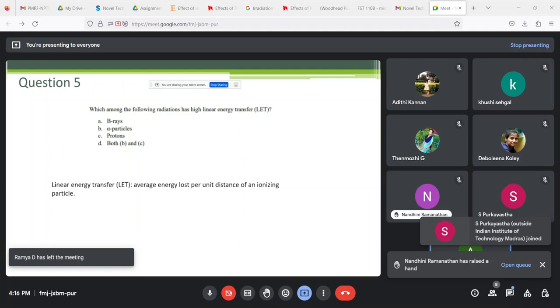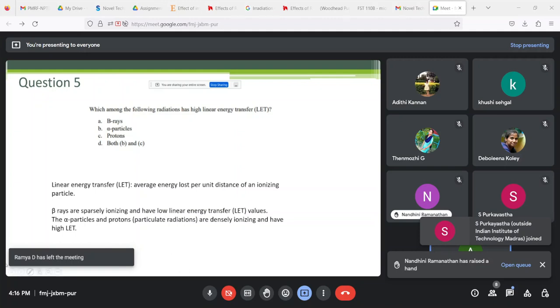LET is inversely proportional to the penetration depth. Higher LET means lower penetration depth. Lower LET means higher penetration depth, because energy is not lost and it can actually travel through the food more. So, beta rays are sparsely ionizing and have low LET values, whereas the common thing between alpha particles and protons is they are particulate radiations, that is, they are particles.